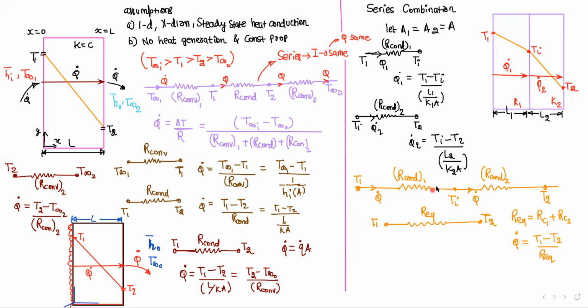So this is the equivalent resistance diagram or thermal resistance diagram. Because in the series connection the current is the same, so Q will be the same, and the resistances get added, as simple as that. R equivalent is equal to R conduction 1 plus R conduction 2. So this is R equivalent between the temperature T1 and T2.